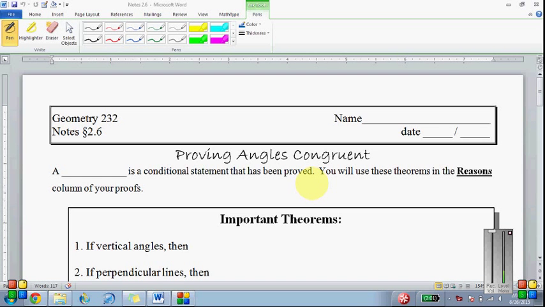This is Geometry, section 2.6, Proving Angles Congruent. So, a theorem, you've probably heard that word before. A theorem is a conditional statement, so an if-then statement that has been proved to be true. So we'll use theorems in the reasons column of our proofs.